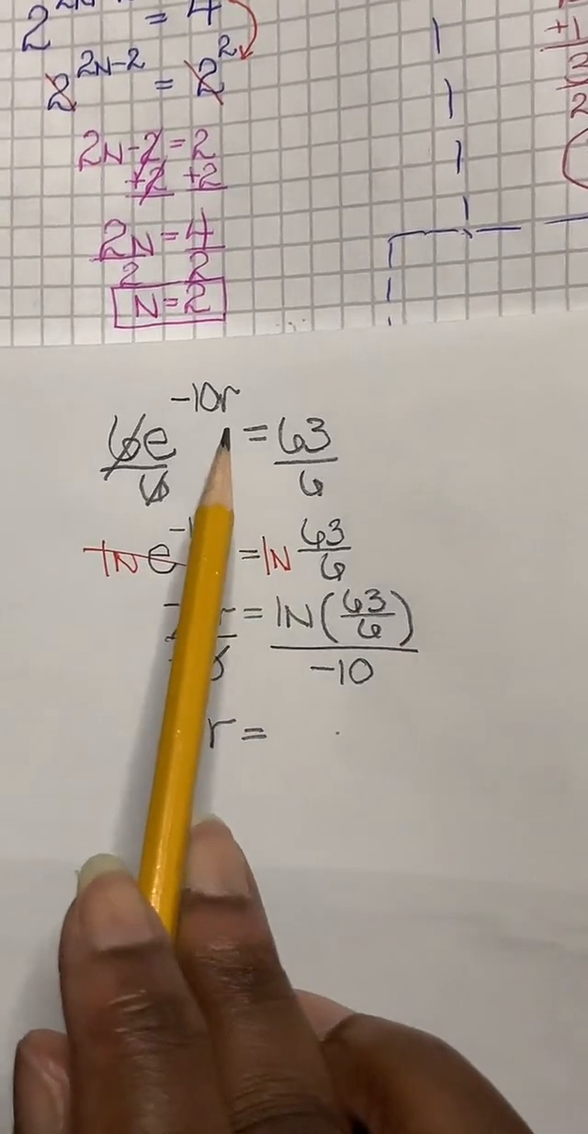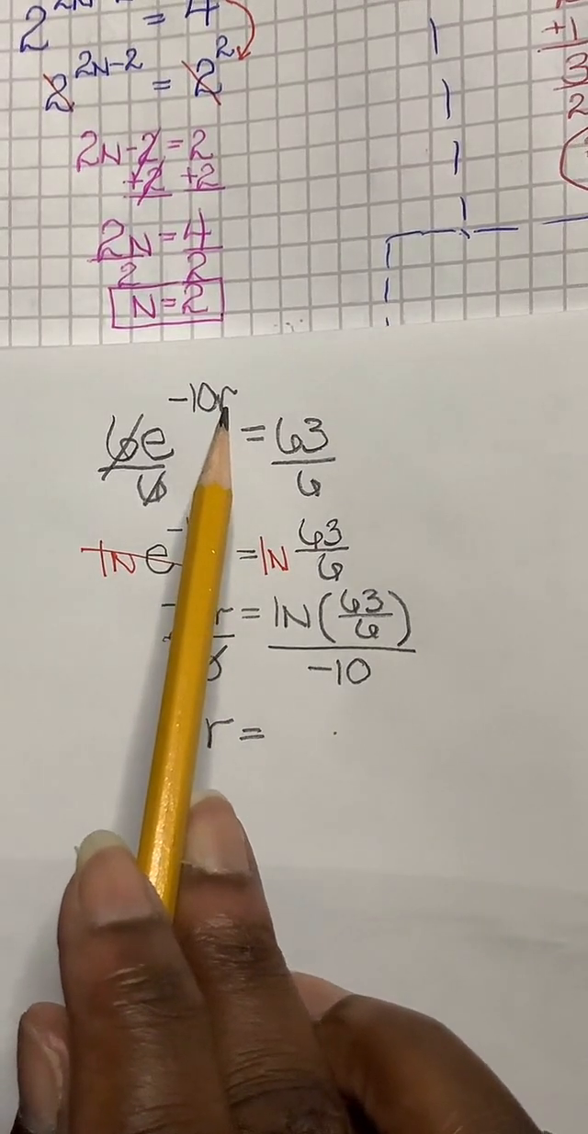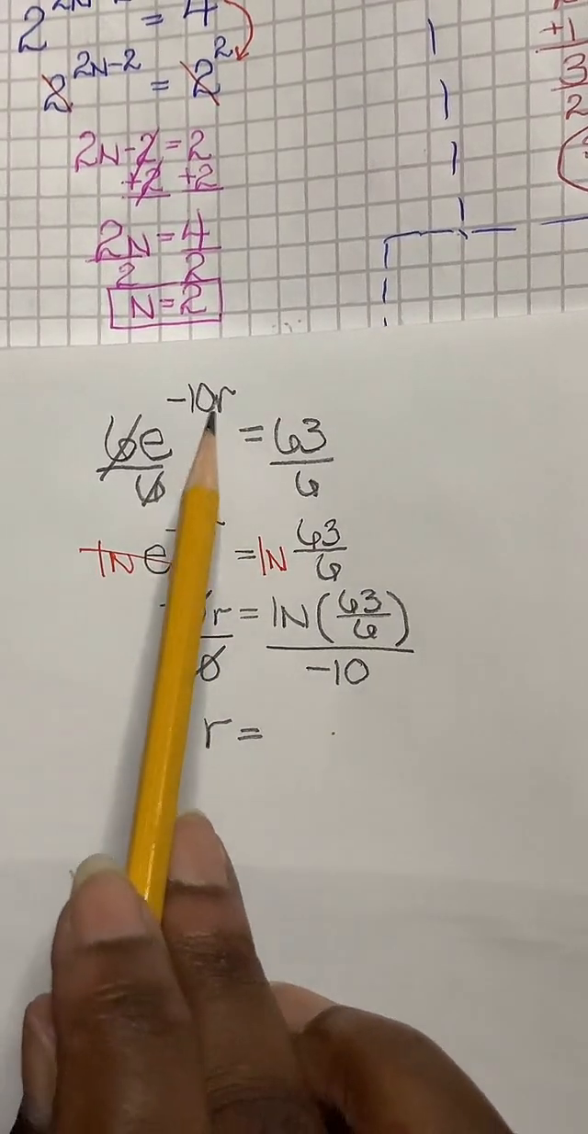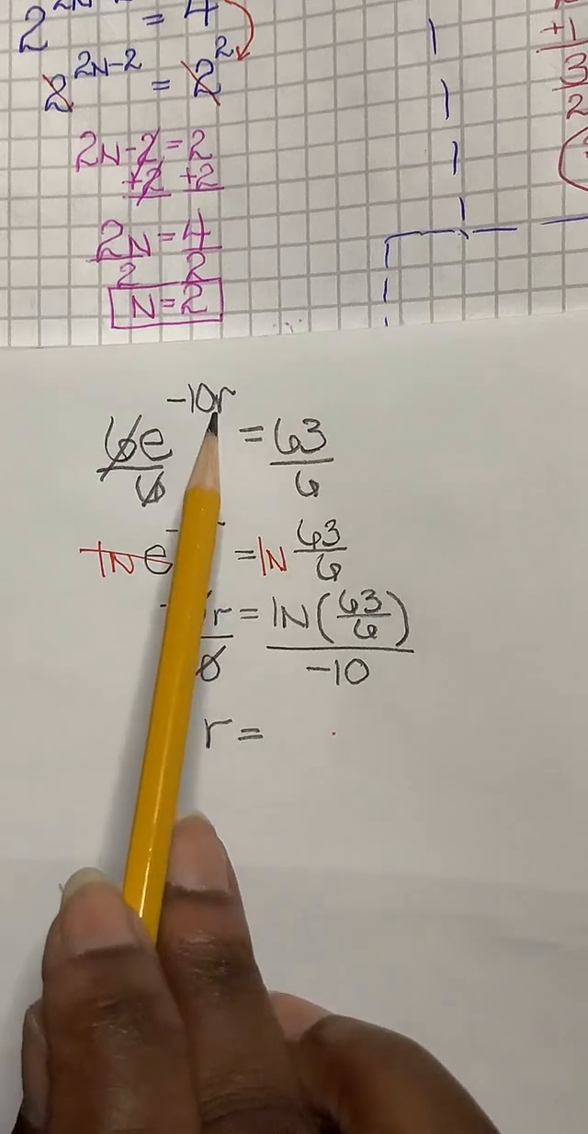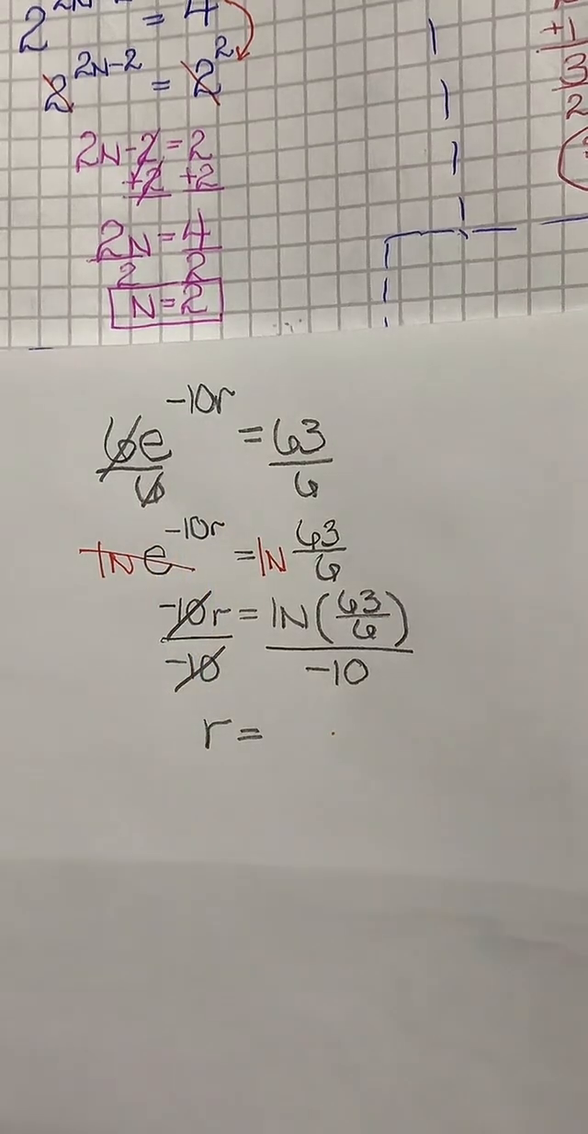Yeah, if that r wasn't there, I would definitely do something with the exponent. But since that r is there and we're solving for that unknown, yeah, I wouldn't do it. Okay.